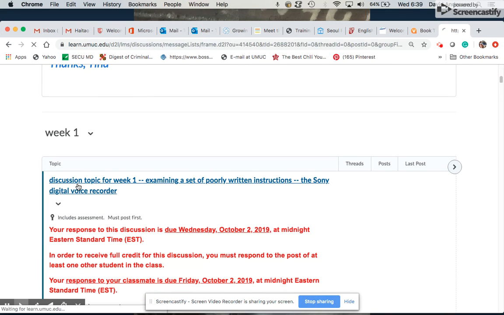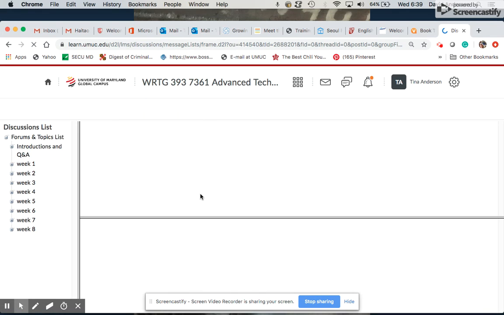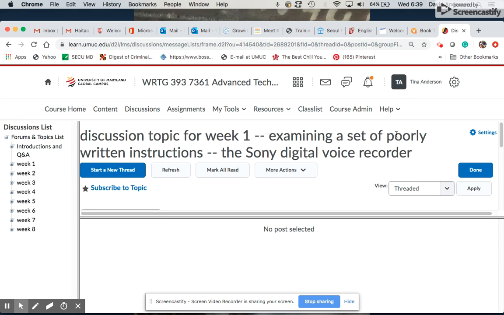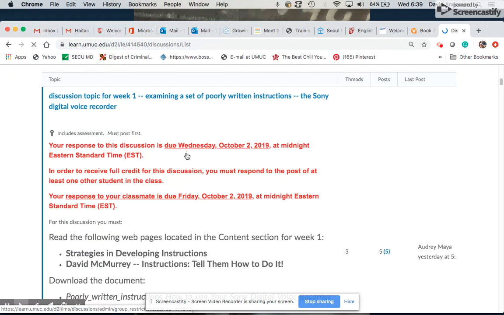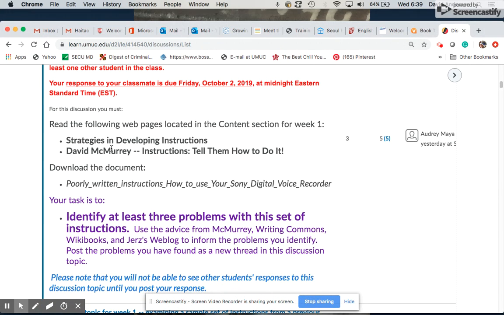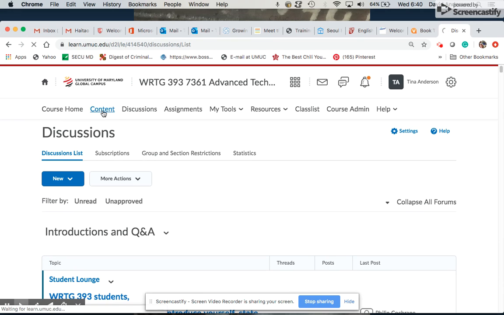So if I take a look at this first discussion topic, you are to examine a set of poorly written instructions. So when you look through this set of poorly written instructions, you'll know where to find it. It's inside the content section for week 1. You want to take a look at these two web pages, Strategies for Developing Instructions and David McMurray, Instructions Tell Them How to Do It. And then you want to access how to use your Sony Digital Voice Recorder. That's at the bottom of the content in week 1.